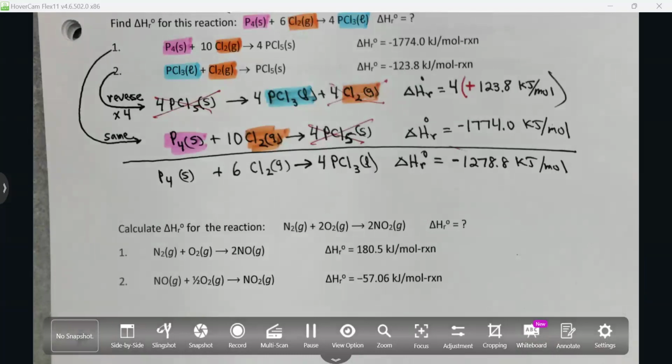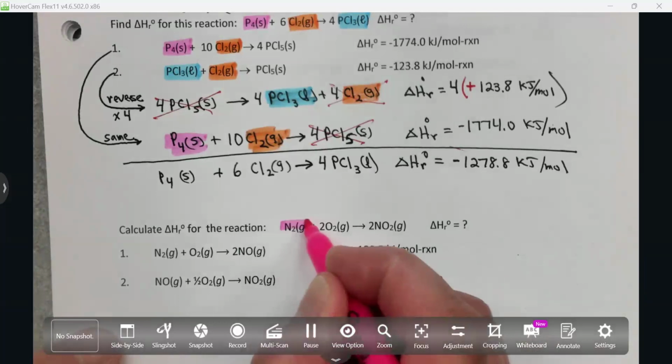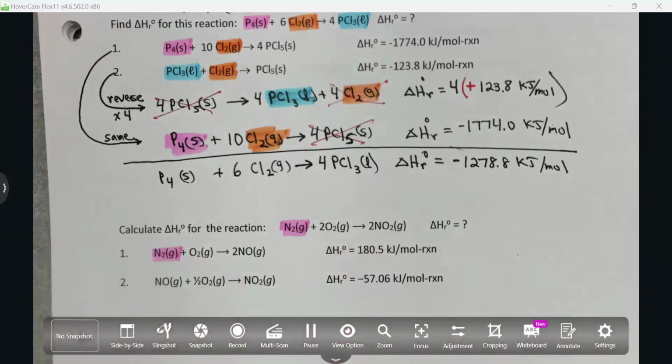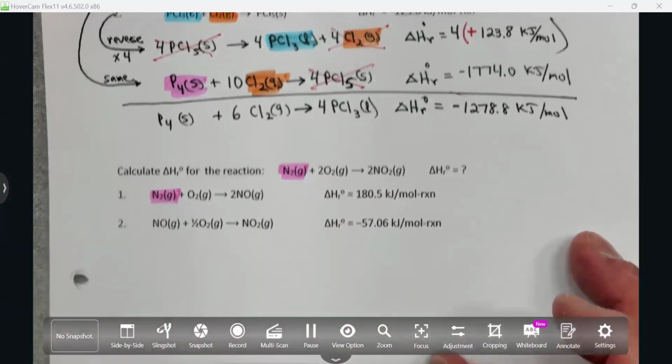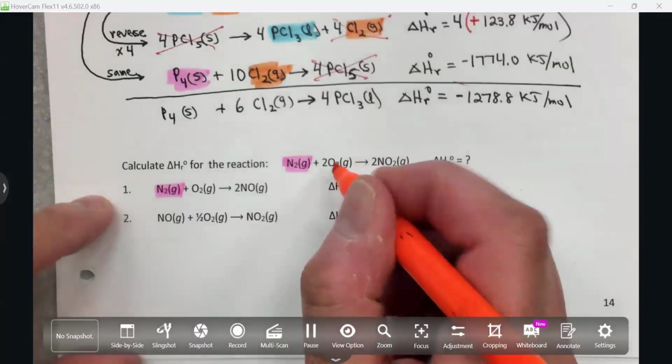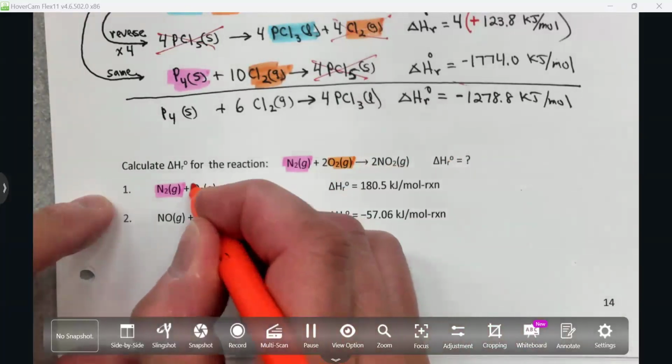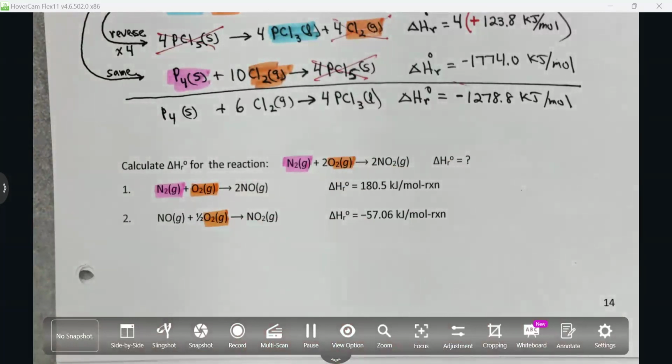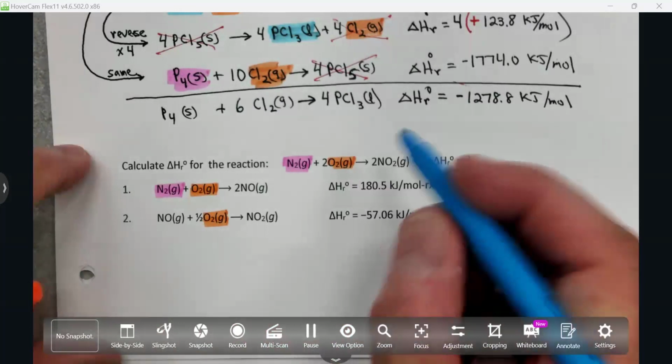So in the next one, we've got N2 right here. So that looks promising already. We've got O2 right here. And then we have NO2.